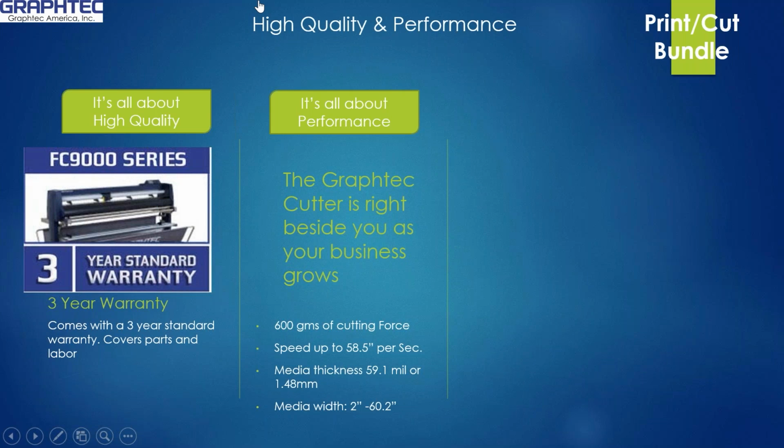So I'll say that again. For the amount of time, most print and cut all-in-one devices cut somewhere around 11 to 15 inches per second. Our cutter cuts up to 58 inches a second. So I can do 4 times the number of jobs on the prints on the cut side than you can do with a print cut device.